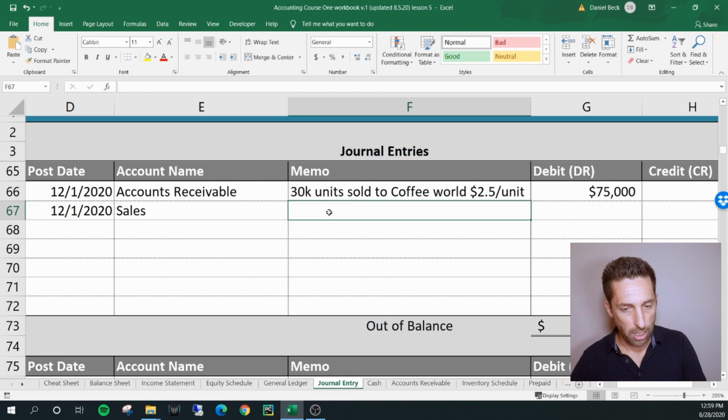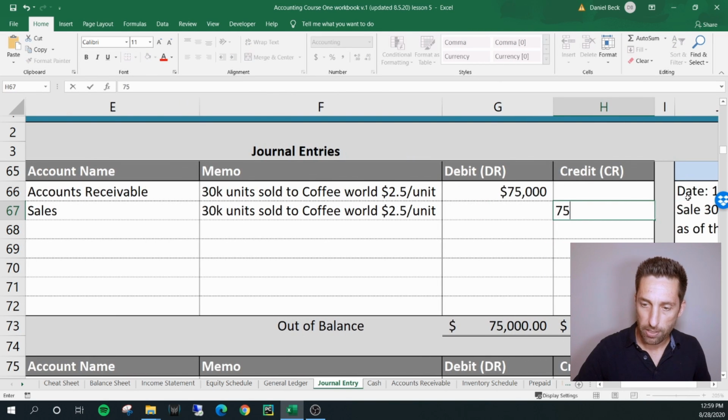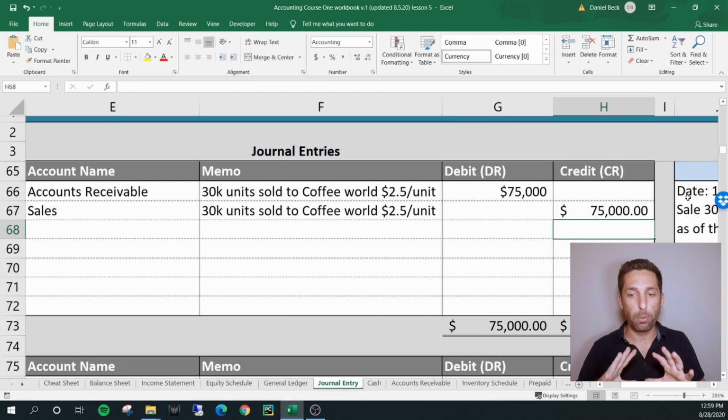And I'll put in the same description, and it's going to be $75,000. Now we're only recording the sales piece in this specific transaction. There's essentially two components that happen. One is to record the sale. Two is to record the releasing of that inventory and the recording of the expense related to that inventory. We're going to do that in the very next video. But for now, we're just going to record the sale.